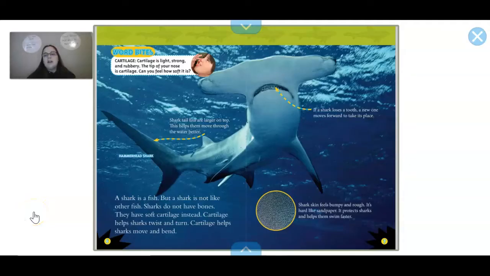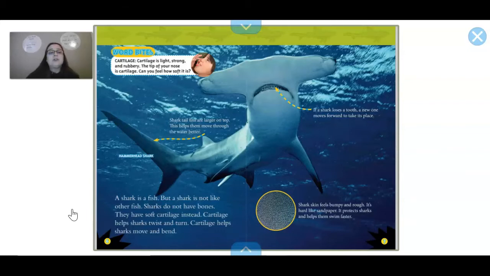Okay, friends, so as you can see, I've already pulled up the page that we're going to start with. And if we look at our text, which remember our text is just our writing, it says a shark is a fish. Okay, pretty standard sentence there. There's not really any descriptive words. But a shark is not like other fish. Sharks do not have bones. Once again, pretty standard sentences, not super descriptive. They have soft cartilage instead.